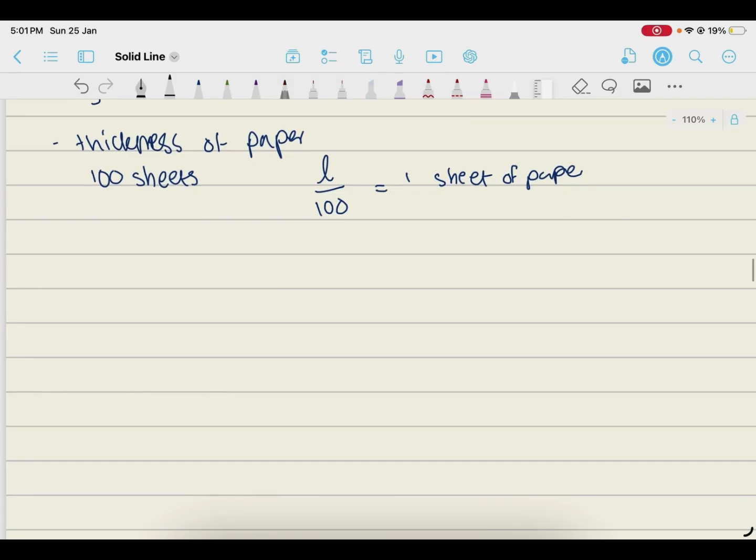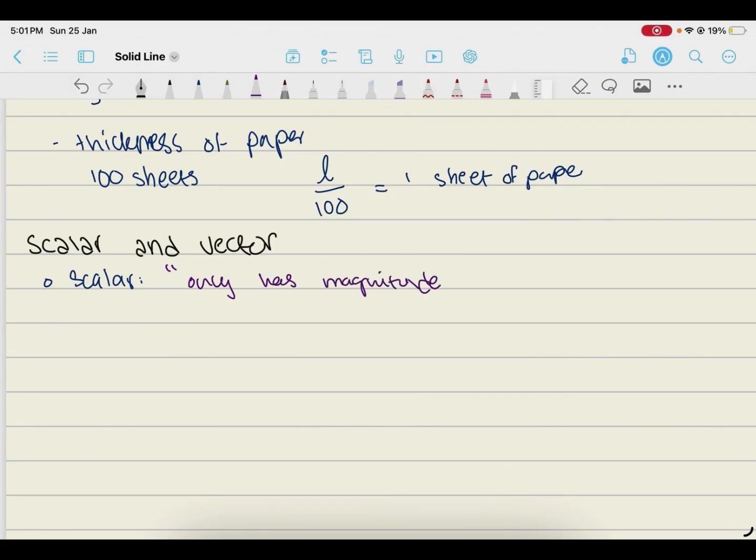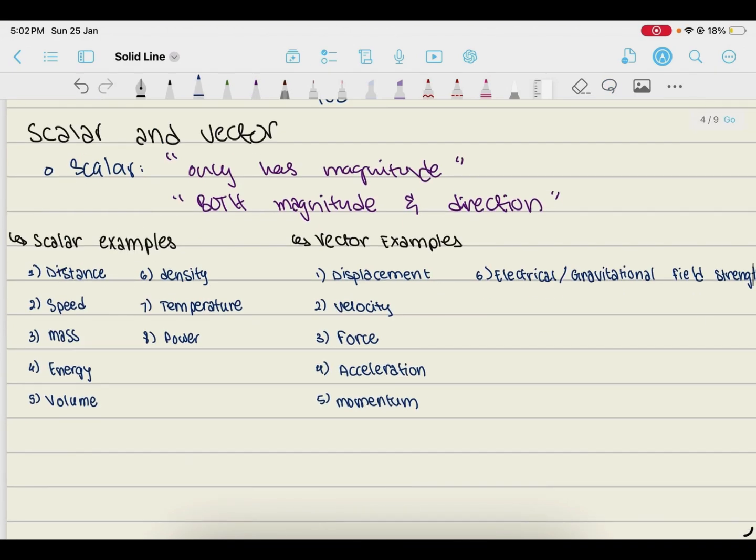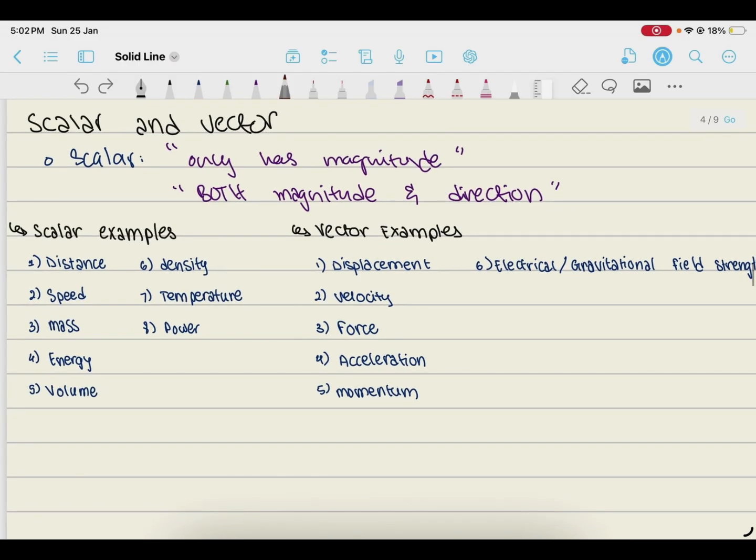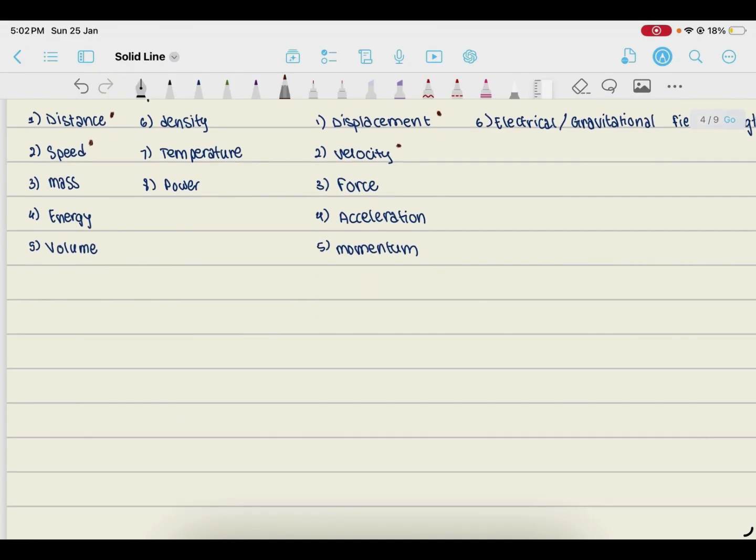Now we will be talking about scalar and vector quantities. A scalar quantity is a quantity which only has magnitude. It does not have direction, okay? And a vector quantity has both magnitude and direction. Okay, here are the examples of scalar and vector. These are all the examples of scalar quantities, and these are all the examples of vector quantities. The ones we'll be talking about mostly will be distance versus displacement and speed versus velocity, okay?